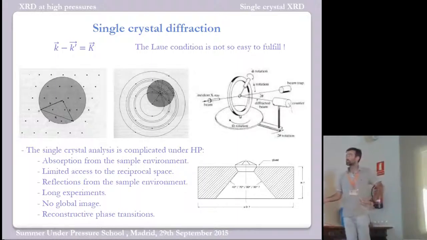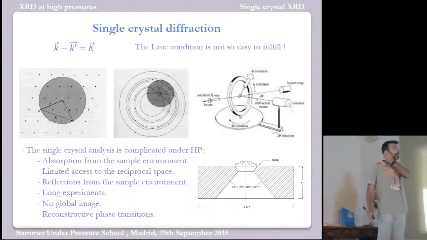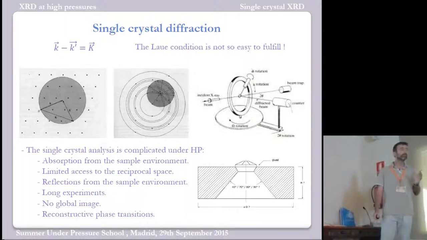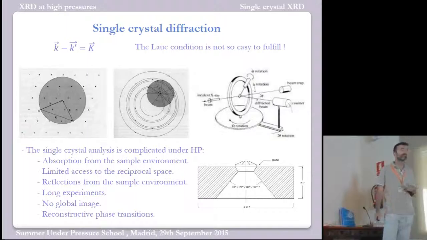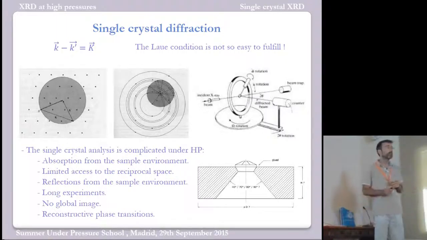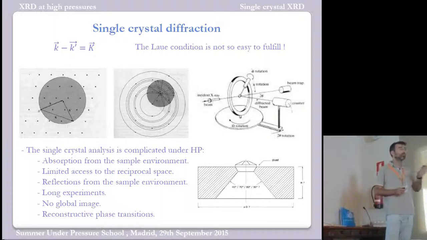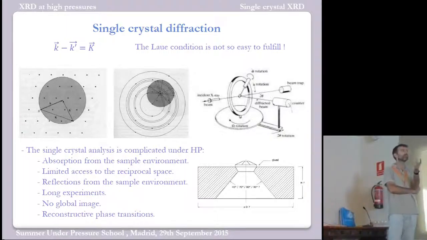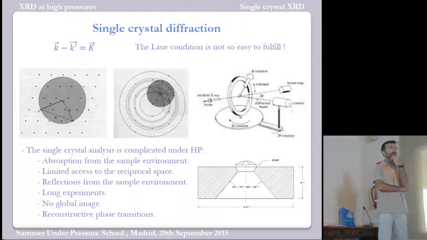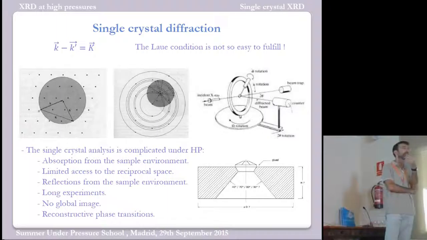First of all, because there is absorption from the sample environment, this is not a real problem, and there is a lot of software which is devoted to this task, so this is not a very big concern. You have a limited access to the reciprocal space compared to ambient pressure conditions. This could be a limitation, not a big one. You have reflections from the sample environment. These are usually easy to remove. That's no problem. A more important drawback is that experiments are very long. In the example I'm going to talk to you about, we measure four pressure points in a whole week. So when you are performing experiments in a synchrotron, this is a serious limitation.